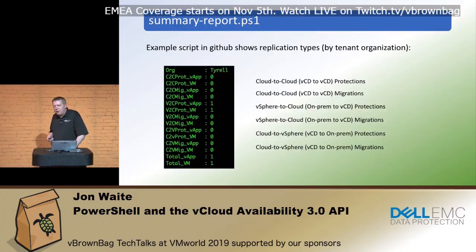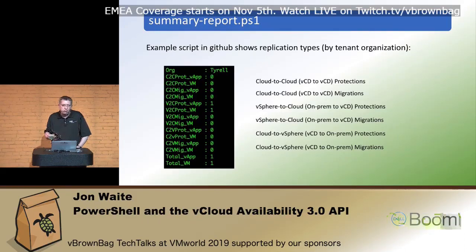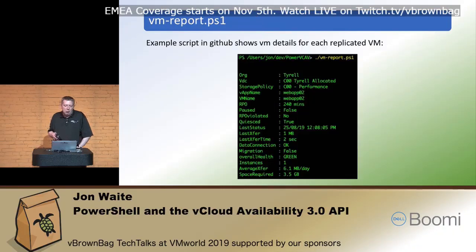There are also a couple of example scripts that I put in the GitHub repository. One is this summary report, and it just shows you per org how many VMs are being replicated and what sort of replications or protections those are. It gives you a total across everything. But probably the more useful one is the VM report. This gives you details for every single VM that it finds through the API is being replicated.